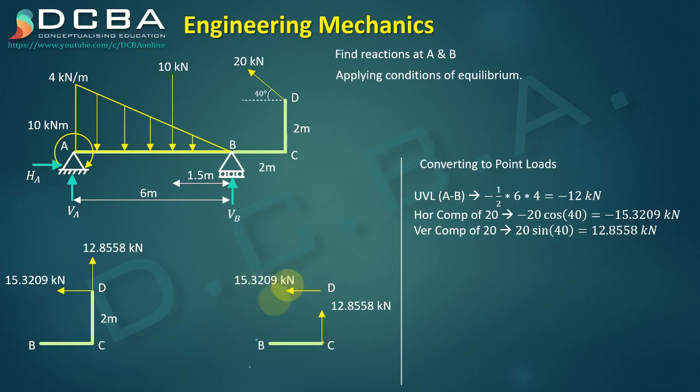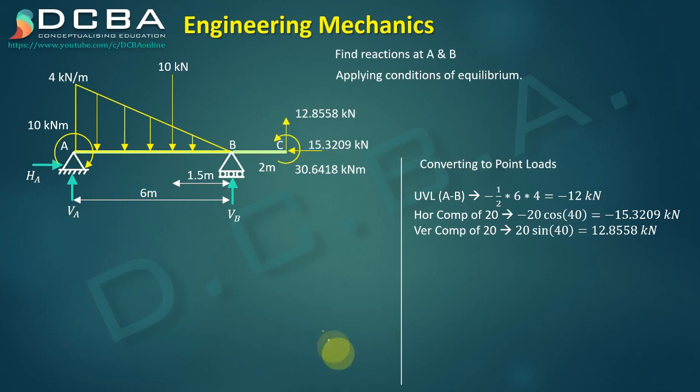What about 15.3209? Again we have a direct transfer of force, but along with that, this 15.3209 is also causing an anti-clockwise moment of 15.3209 multiplied by 2. So that also has to be taken into consideration, anti-clockwise moment, right? So this is how effectively my structure will look now after that extension is removed. Now we can draw the free body diagram of this structure.